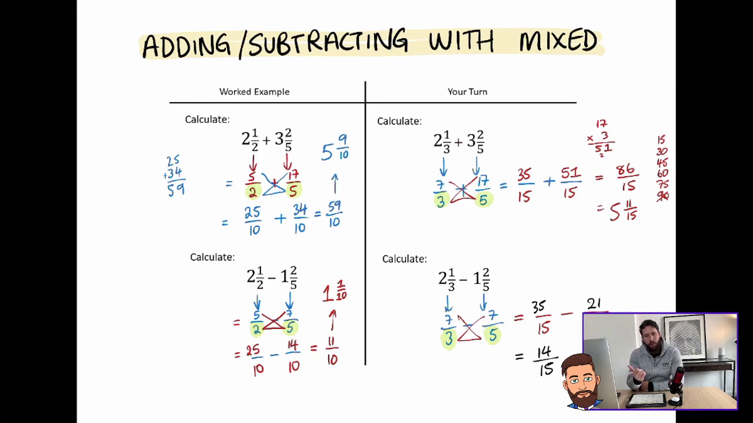You only need a common denominator when you add or subtract. When you times, you just times across or cross cancel. When you divide, you keep, change, flip. You need to be clear that these rules apply to the right fractions and the right operations, okay?